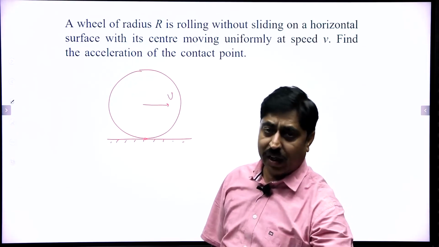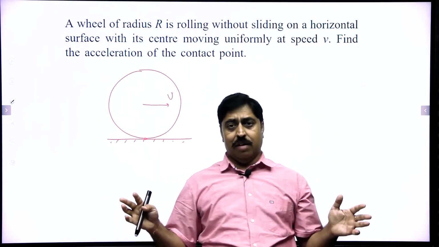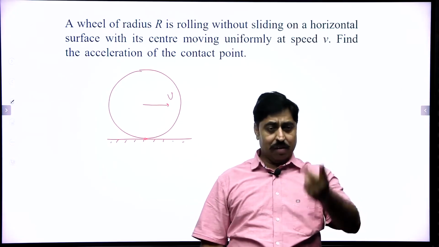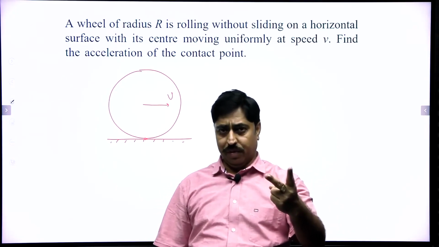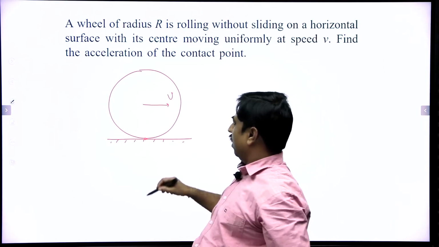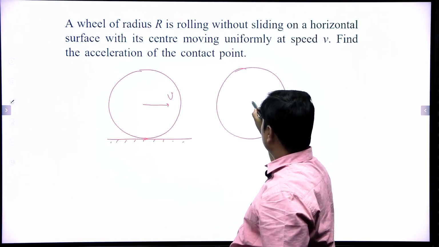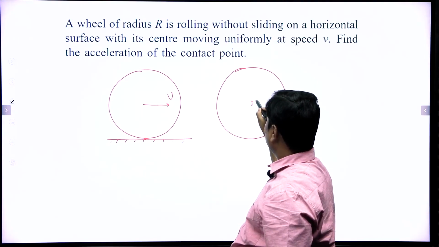Now I am not going to directly think about what will be the acceleration with respect to an observer on the ground. No, I will always calculate it in two steps. First I will think what happens if there is an observer located at the center of the wheel.